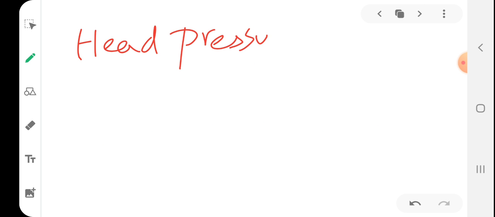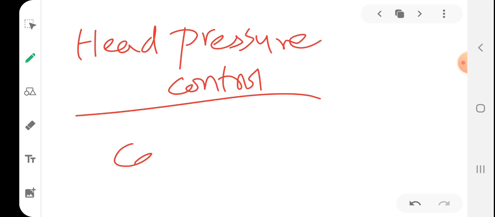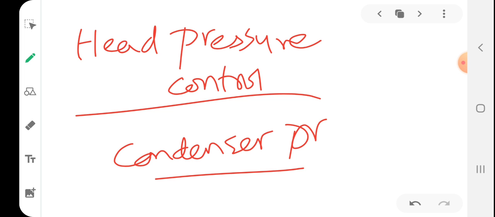Now another final control system is head pressure control. Head pressure refers to the pressure in the high pressure side of the refrigeration system. That is condenser pressure. Condenser pressure is the head pressure, so it may also be referred to as the discharge or condensing pressure. The temperature at which refrigerant condenses in the condenser is known as the condensing temperature.